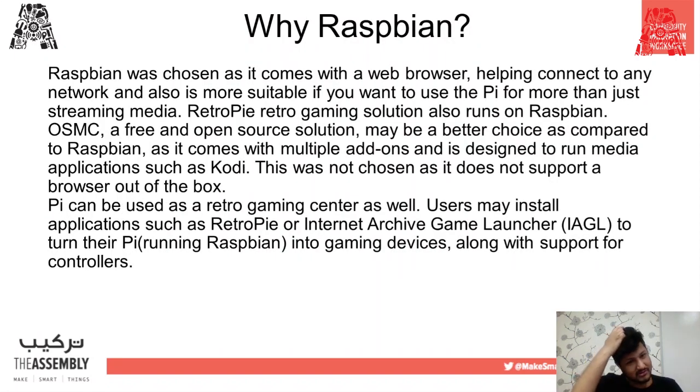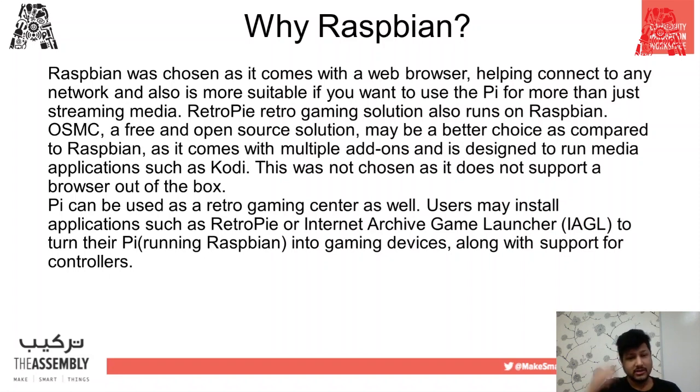So the reason why we use Raspbian: initially, you can install Kodi separately as an operating system for the Raspberry Pi. You don't have to go through the whole loop of doing it with Raspbian. But the great advantage of using it with Raspbian is if you have a network connection that requires you to sign in or log in, you won't be able to do that properly with Kodi. By login, I mean if there is a redirect page in case you want to sign into your Wi-Fi.